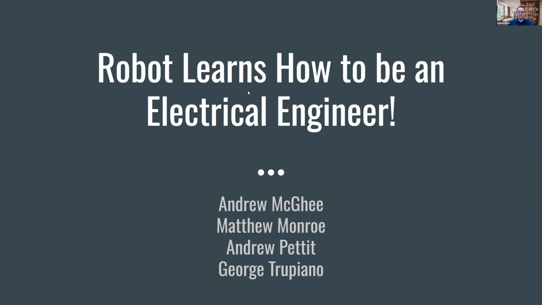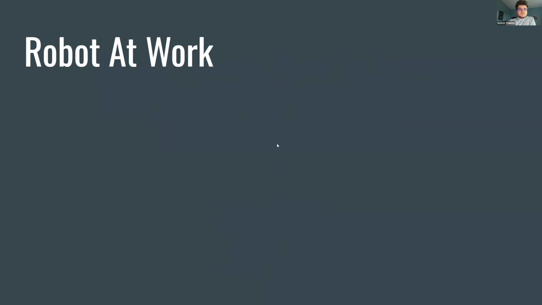Take it away. Okay, so we're group one, and we taught this robot to be an electrical engineer. My name is Andrew McGhee. I'm Matthew Monroe. I'm Andrew Pettit. I'm George Trupiano. All right, let's get this demonstration.